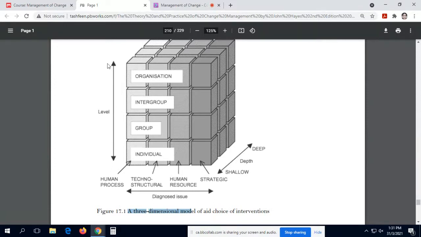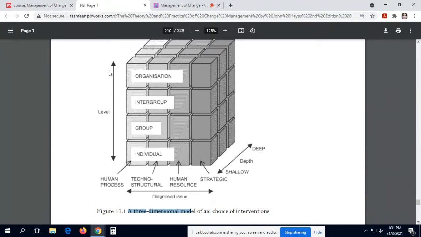So on the left hand side, the level. On the bottom, the diagnosed issue. What is the issue about? Is it a technology issue? Is it a human resource issue? Is it a strategic issue? So these are four different areas where you want to look at it. And then the depth, how deep you want to go in your intervention, how much you want to implement it. It is on this side.